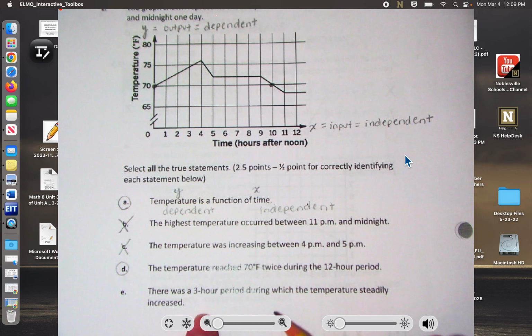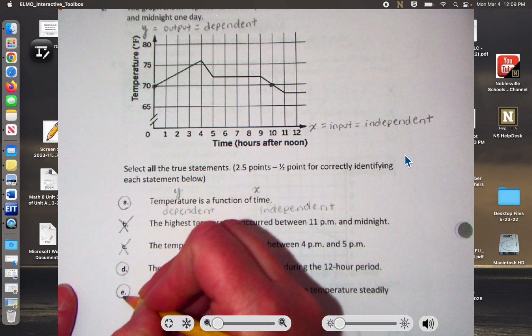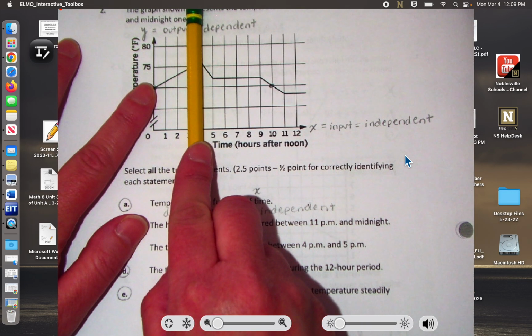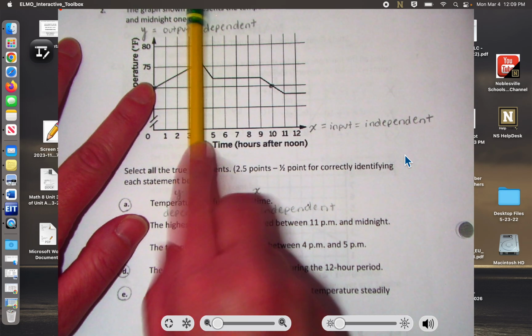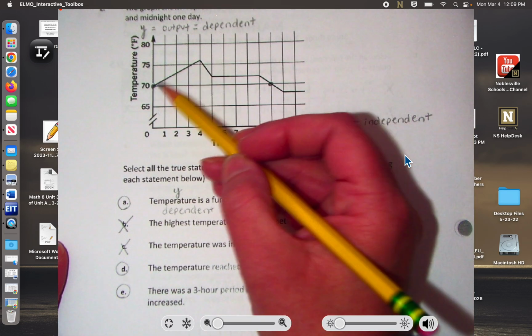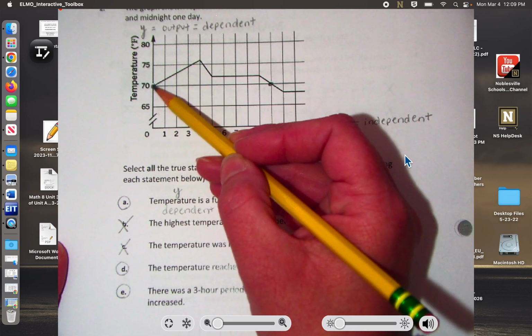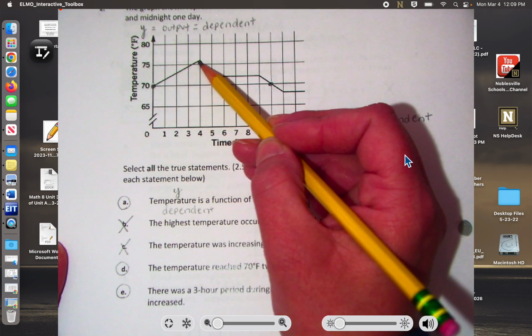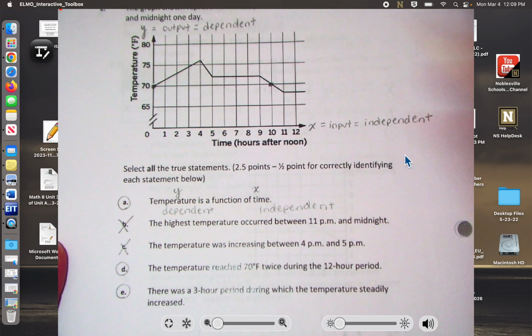There was a 3-hour period during which the temperature steadily increased. Absolutely. It actually is a 4-hour period, but we can say that there's a 3-hour window in there. So this does count as a 3-hour period because you can go from noon to 3 or 1 to 4. Those are each 3-hour increments.